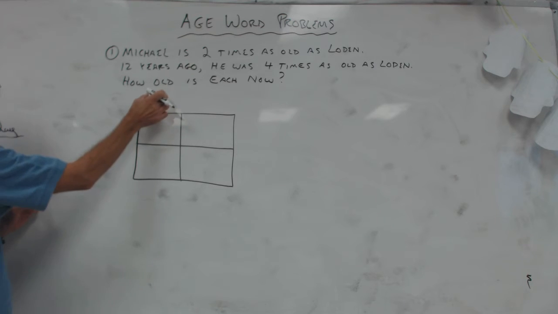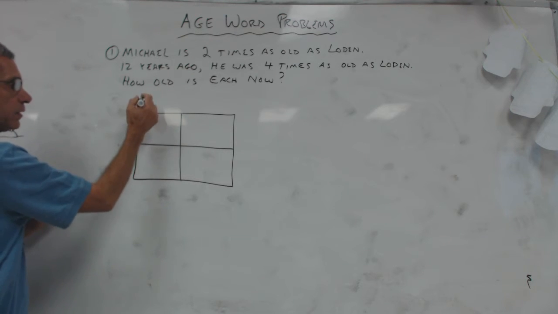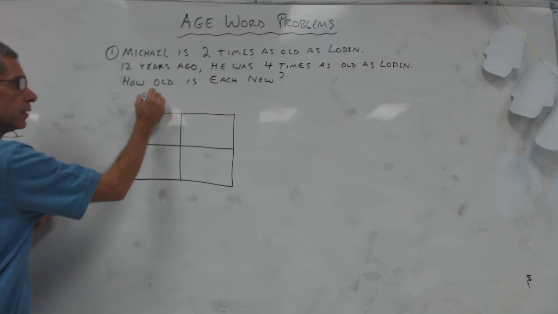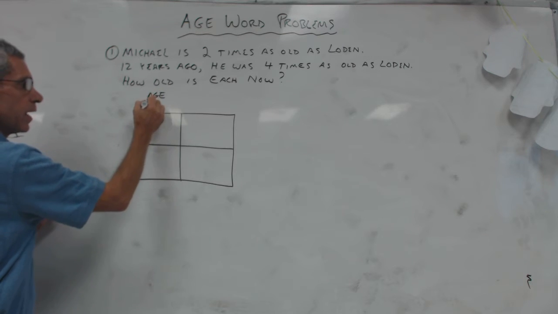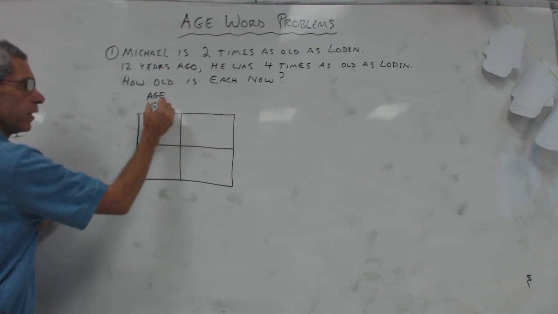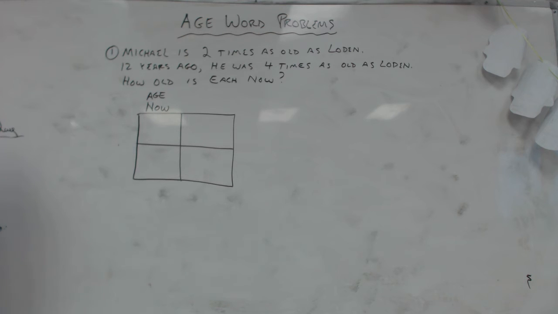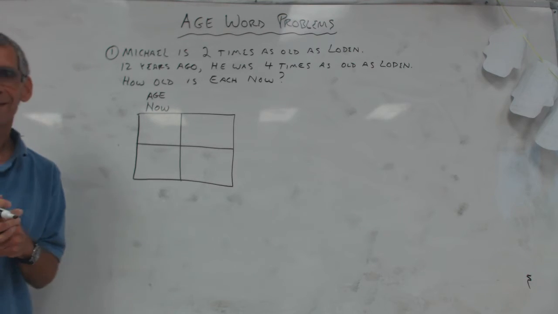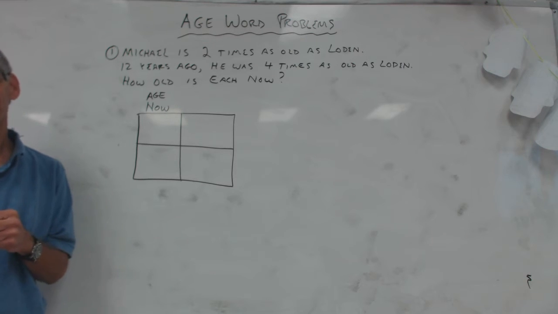Now, in the first column, I'm going to say age now. That's my heading for that first column. Okay? Yes? Aren't they both 0? Because right now, 0 times 2 is 0. And 12 years ago, it would still be 0. So 4 times 0 is 0. Well, they would be minus 12, right? Yeah. So good, it's a good thought.